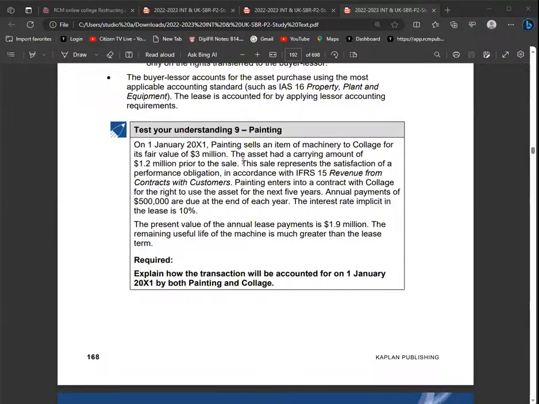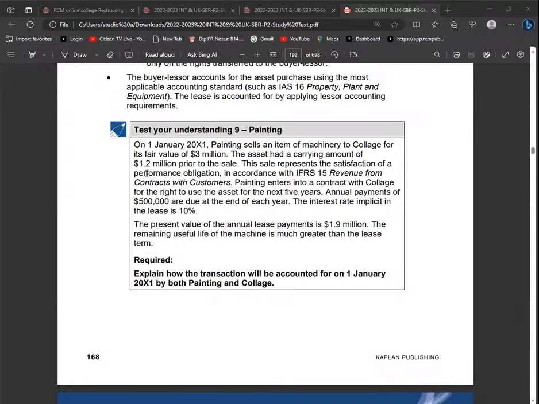So remember, this is painting sells an item of machinery to college for its fair value. The asset had a carrying amount of this prior to the sale. And then we are told here, painting enters into a contract with college for the right of use of the asset. Painting is the one that sold, and now they are entering into a contract with this company called College for the right of use, so leasing. They sold, now they are leasing it back. So it's a sale and lease back.